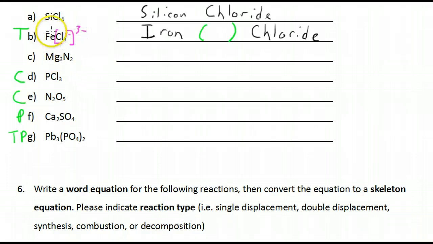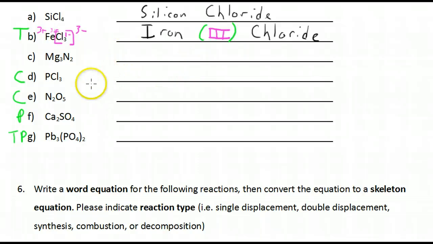Over here, there's iron, and there's only 1. There's no subscript for it. So this whole side has to be worth 3+. And because there's only 1 iron, it means that each iron has to be 3+. So therefore, it's going to be iron 3 chloride.